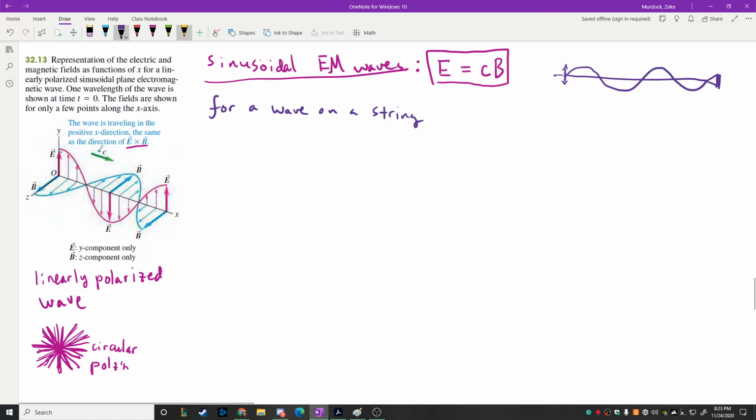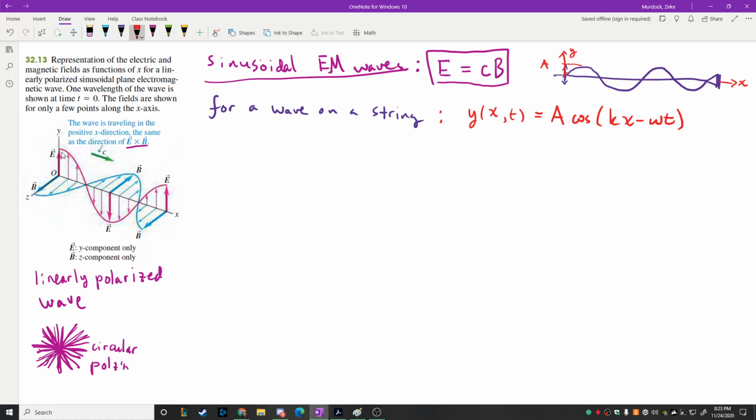And those waves, we could say they travel in the x direction, and we could call this the y direction here. We could say that this could be defined as the amplitude of the wave. And for a wave on a string, you could have y of x and t be equal to something like kx minus omega t, where the y coordinate is given like this.